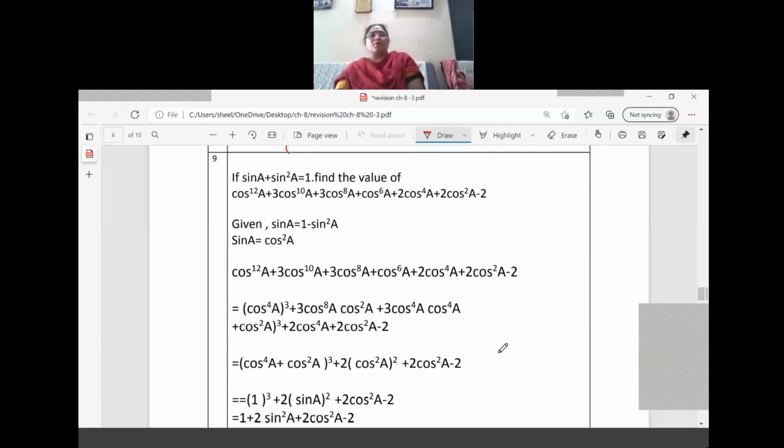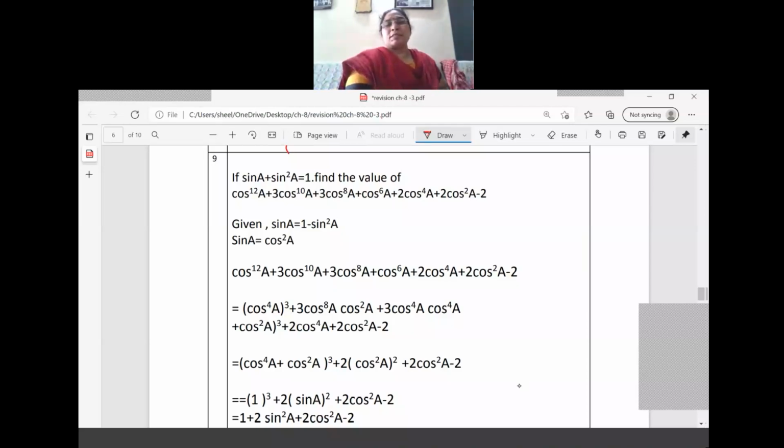Okay, this is a different question. I think I have not attempted it. If sine A plus sine square A equals 1, find the value of cos raised to 12A plus 3 cos raised to 10A plus 3 cos raised to 8A plus cos raised to 6A plus 2 cos raised to 4A plus 2 cos square A minus 2. So find the value only. It may take time. It is not that easy a question.